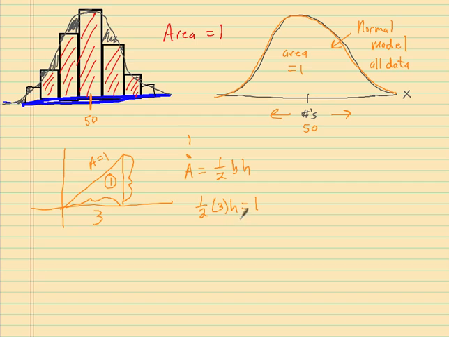Okay, and then I would just solve it algebraically. I'd just multiply 2 here, and I'd multiply 2 here. Okay, multiply 2 on both sides, then these two things would cancel. Now I have 3h equals 1 times 2 is 2, and now I want to divide by 3 and divide by 3. Okay, so for this to be qualified as a PDF, this height has to be 2/3. Okay, so that's an idea of PDFs.